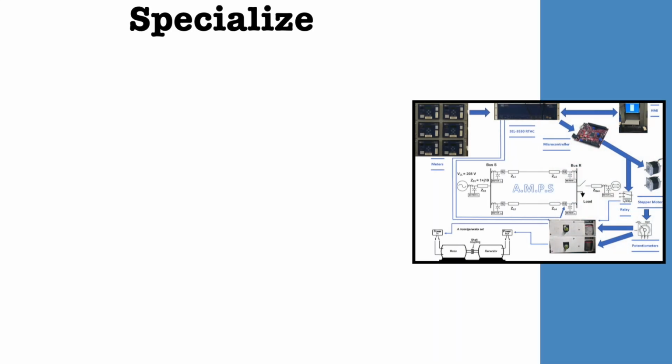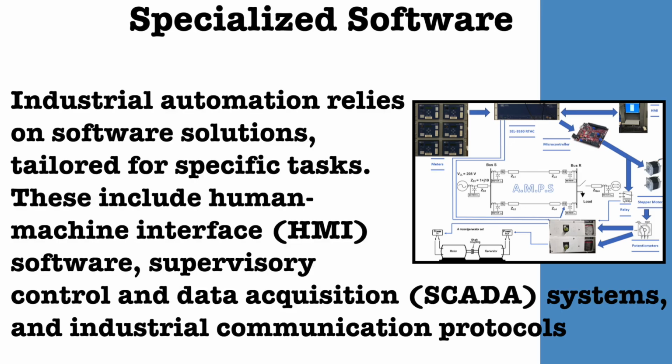The fourth point is specialized software. Industrial automation relies on software solutions tailored for a specific task. This includes HMIs, that is human machine interface, SCADA, that is supervisory control and data acquisition system, and industrial communication protocols. SCADA systems monitor and control processes across the large scale facilities.